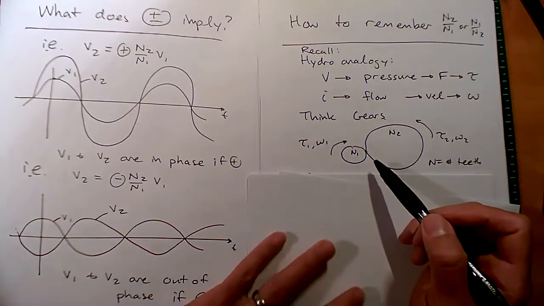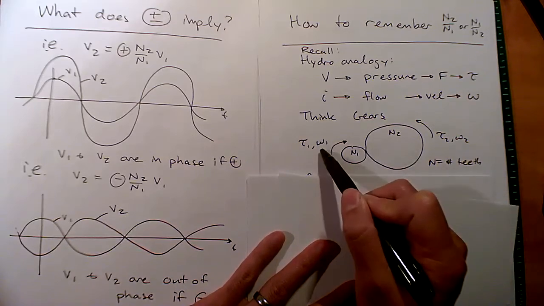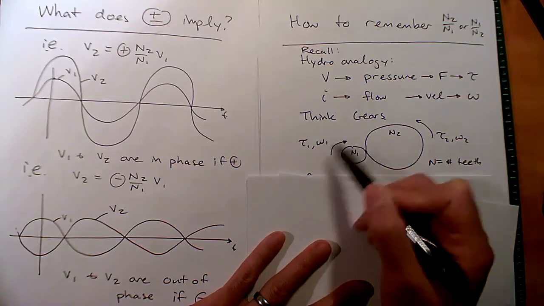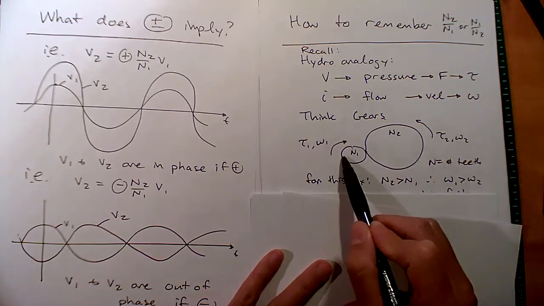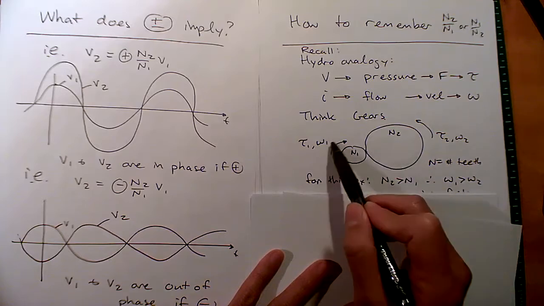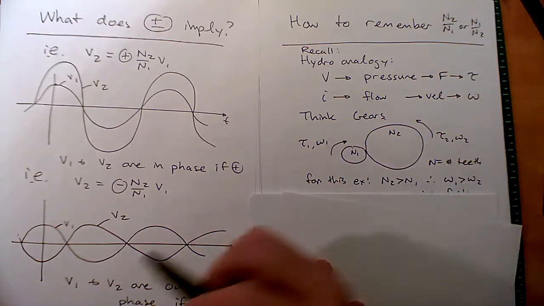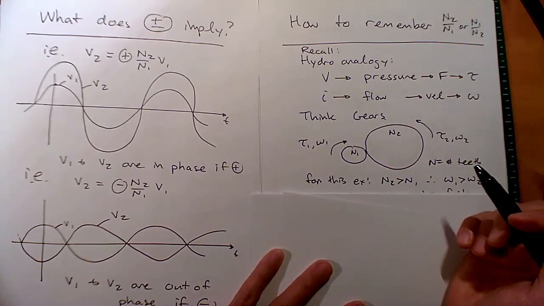Okay, so by inspection, what do we note? N1 is definitely smaller than N2, and we definitely note that in this situation, omega 1 would probably spin faster than omega 2, right? So we have N2 bigger than N1, and we have omega 1 bigger than omega 2. This is going to spin faster. We all have a sense of that, right? Unlike transformers, where we don't quite have the intuition yet.